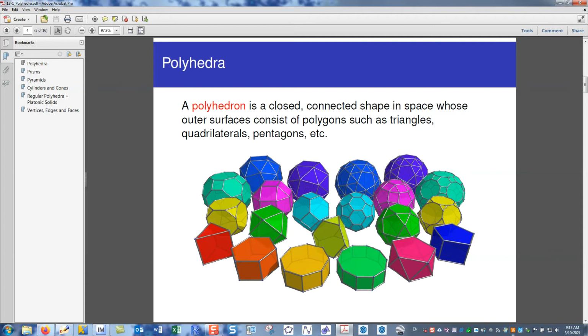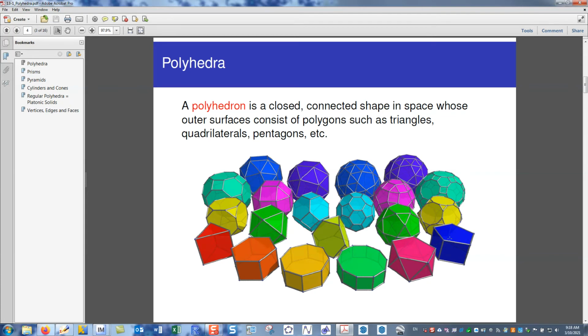So, for example, if I look at this red one down here on the lower left, I can see that it has faces that are triangles and rectangles, and it's a closed connected shape in space. Triangles and rectangles are examples of polygons, so this one satisfies the definition of polyhedron. If I go over to this blue one on the other side, I can see that it has 1, 2, 3, 4, 5, so it looks like pentagons for top and bottom, and then rectangles for sides, so certainly a polyhedron.